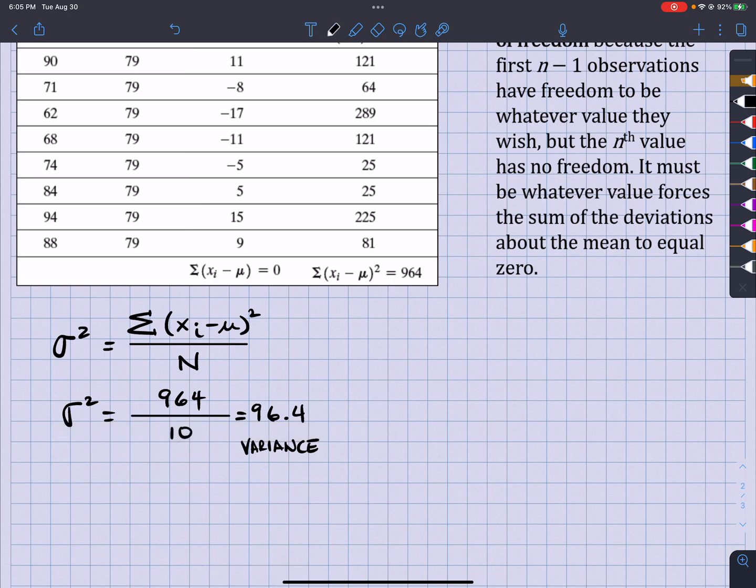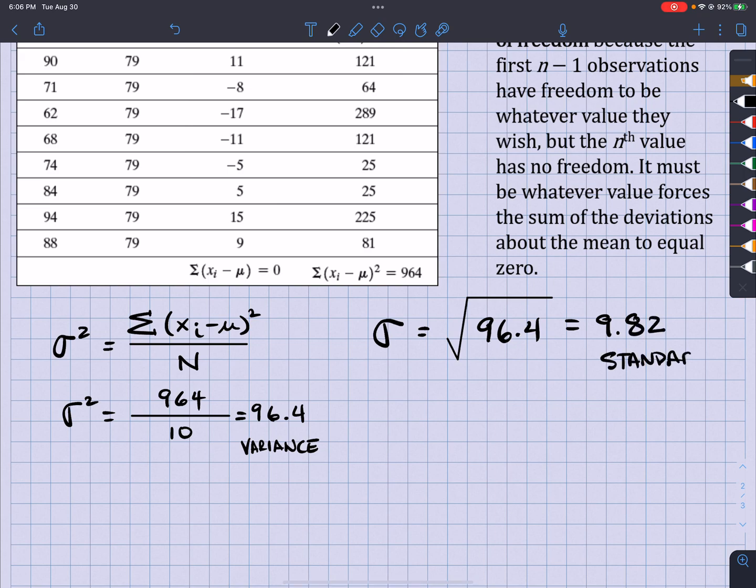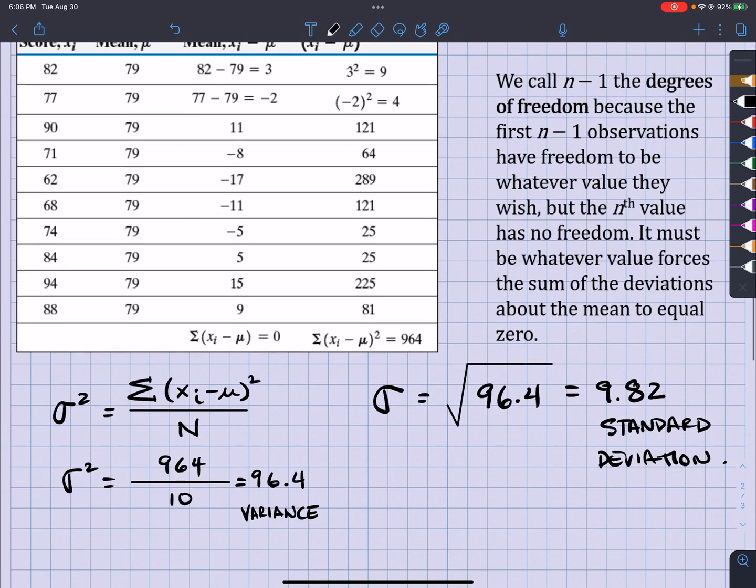So to find my standard deviation, which is just sigma, that is going to be the square root of that 96.4. So this is going to equal 9.82. And this would be my standard deviation, and my population standard deviation at that. Okay? So that's how we would go about doing it.